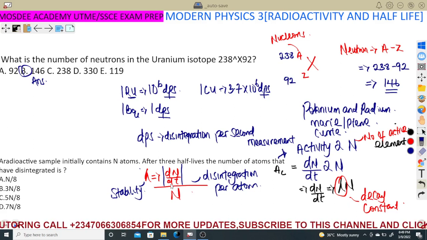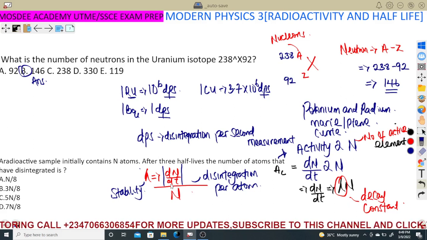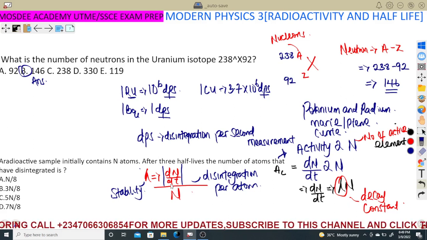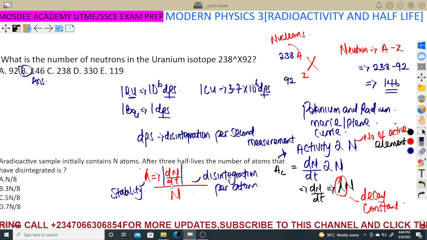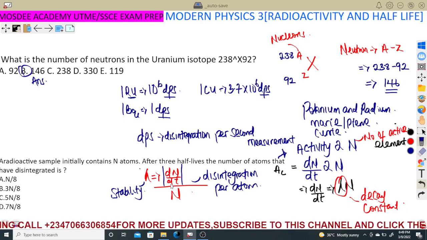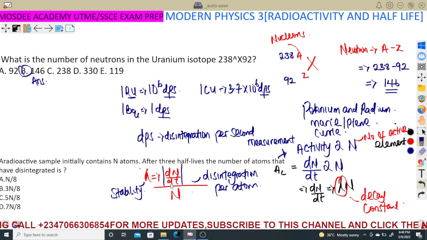Now, the stability of an element is the measure of its activity. Do you understand what I'm saying? More stable elements will disintegrate less. The one that is not stable will disintegrate faster. That is just it, very simple to know. Fine. Now, that's not where we are going.